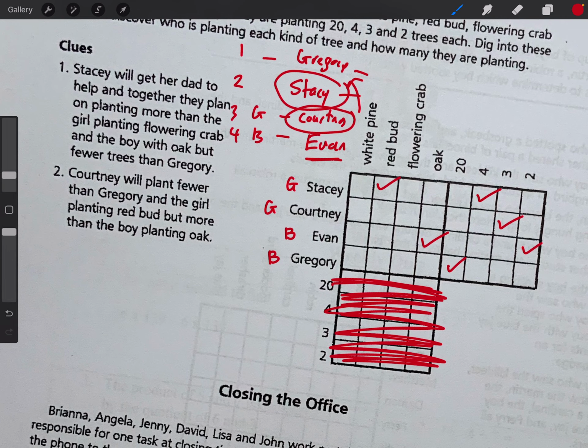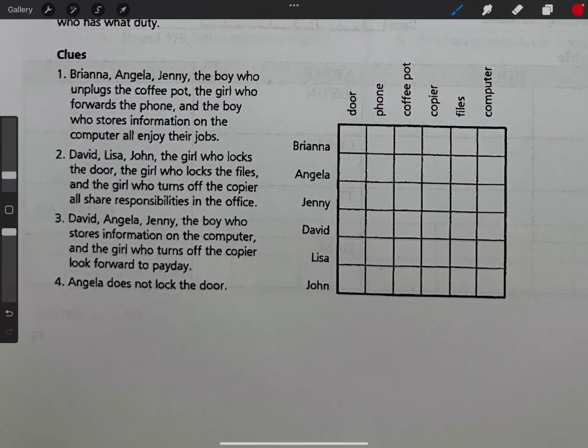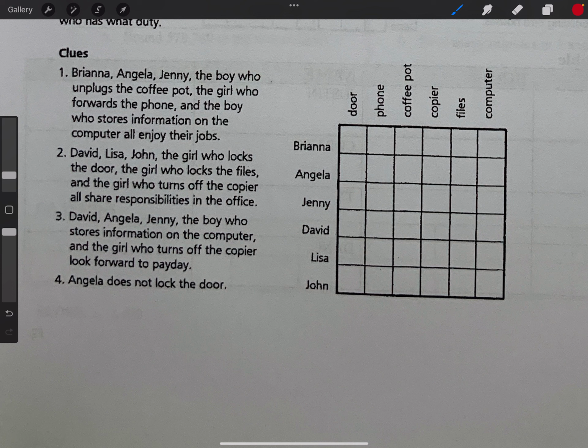Let's go back to the first one. Stacy will get her dad to help, and together they plan on planting more than the girl planting flowering crab. So Stacy's planting more than the girl, which is Courtney, and Courtney wants to be the one planting flowering crab, and then obviously there's only one left. So Gregory must be the white pine. There. Okay, all done.